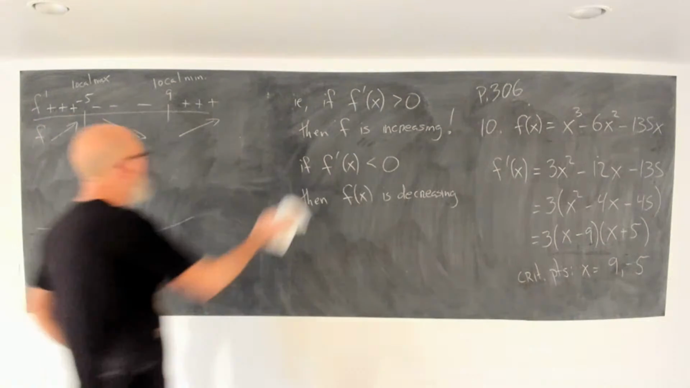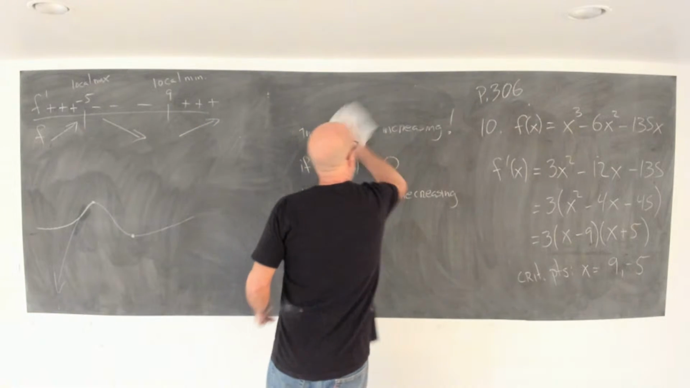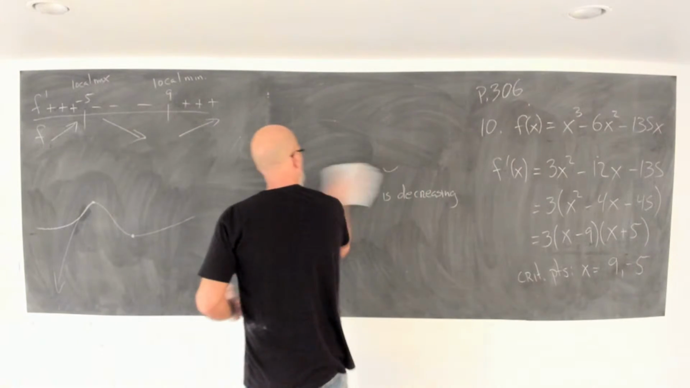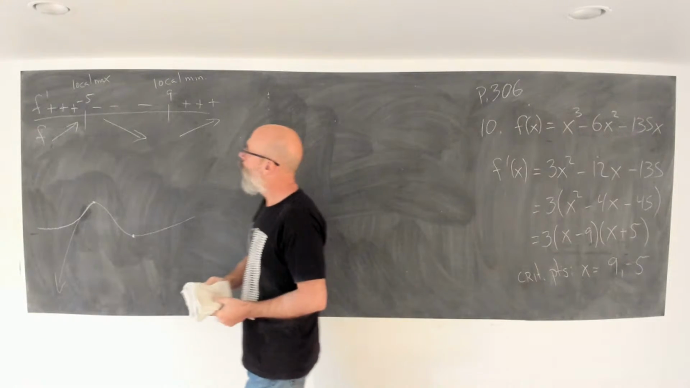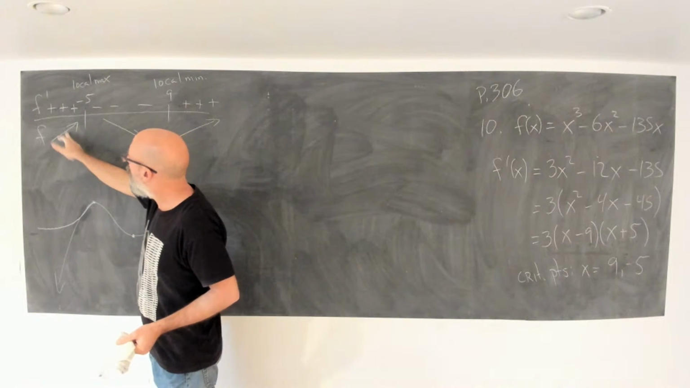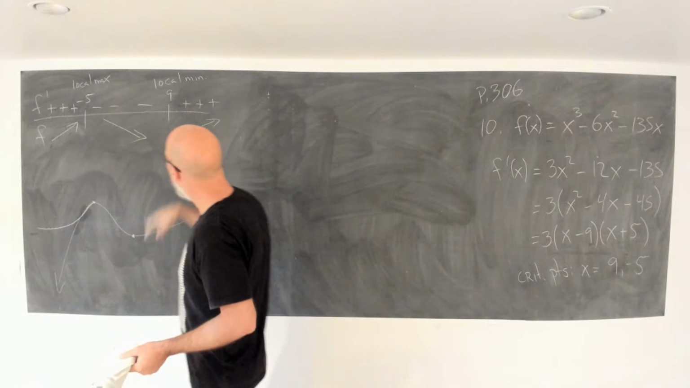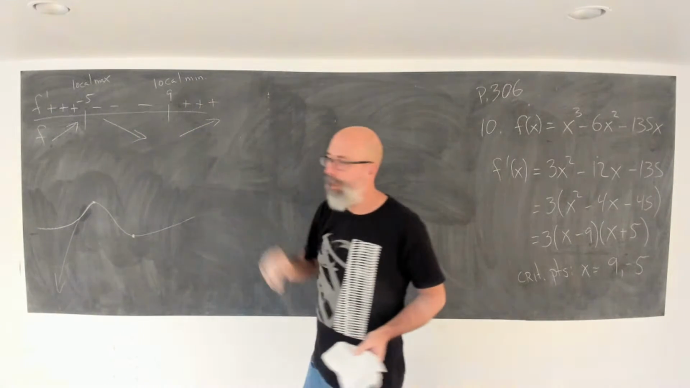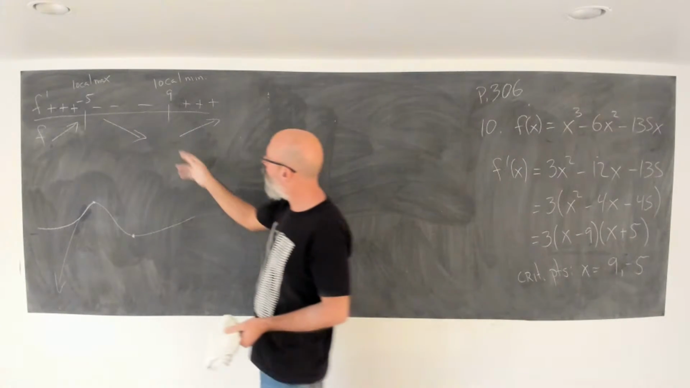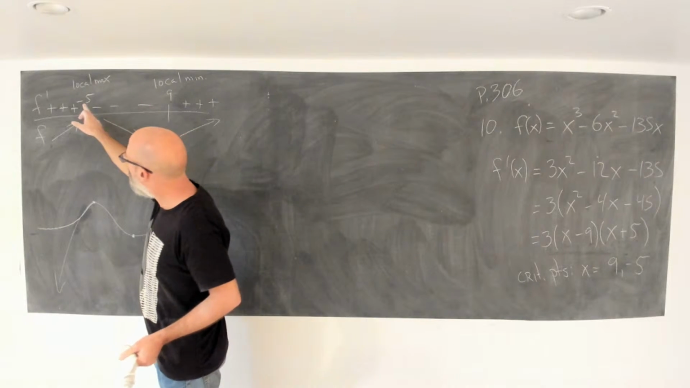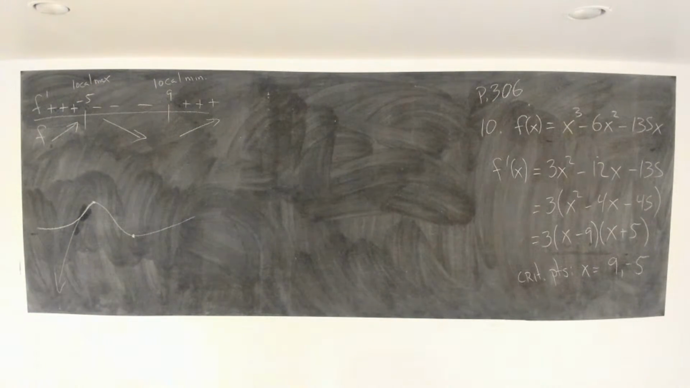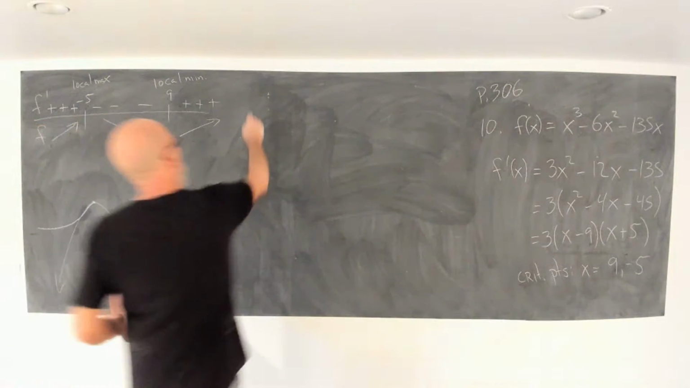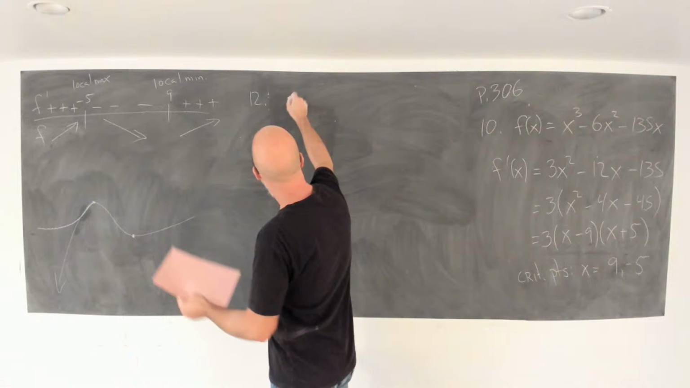And there it is. We have given intervals where the function is increasing, from -infinity to -5 and from 9 to infinity, and an interval where the function is decreasing, from -5 to 9, labeling local max and min as well. Let's try another one.